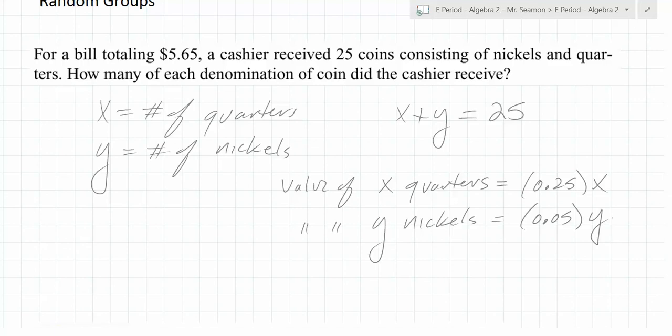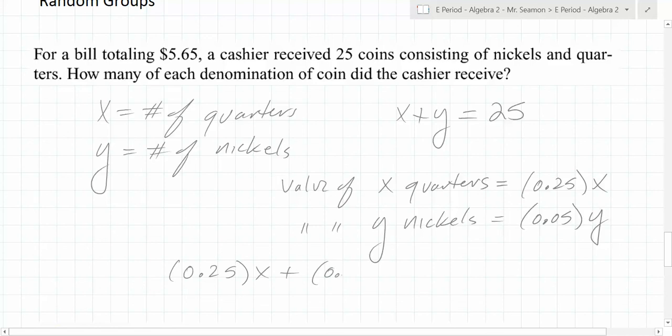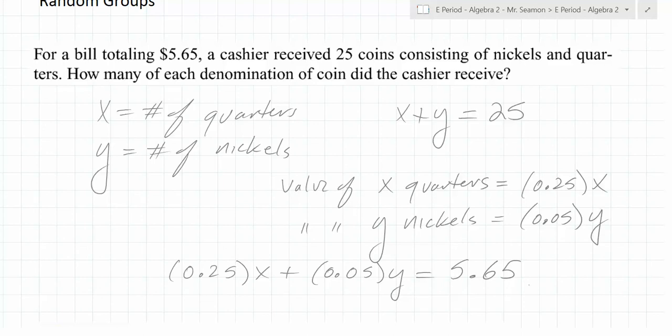You end up with the whole value. Do they tell you how much it should be? $5.65. So what do you now have? 0.25x plus 0.05y is equal to 5.65. Now, if I just said 25x and 5y equals 5.65, what would the problem have been? Like 565. You have to change it to 565, exactly. So if you're dealing with dollars on one side, you better be dealing with dollars on the other side. If you're dealing with cents on one side, you better be dealing with cents on the other.